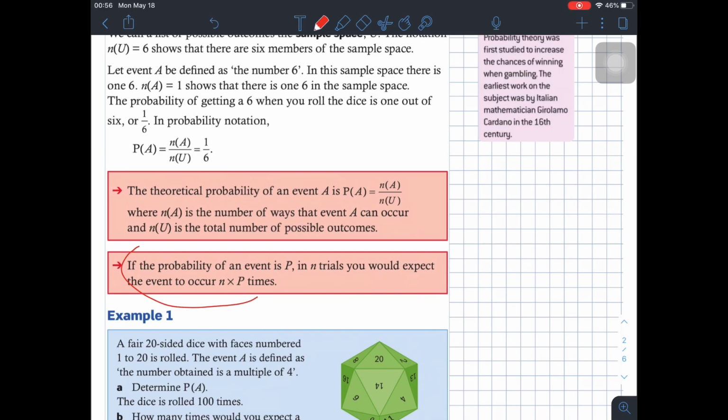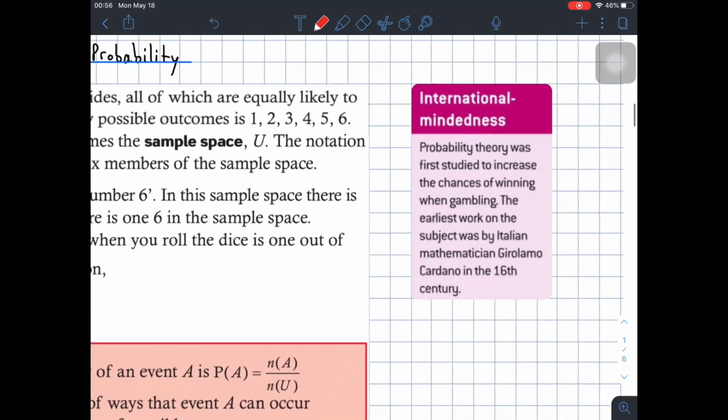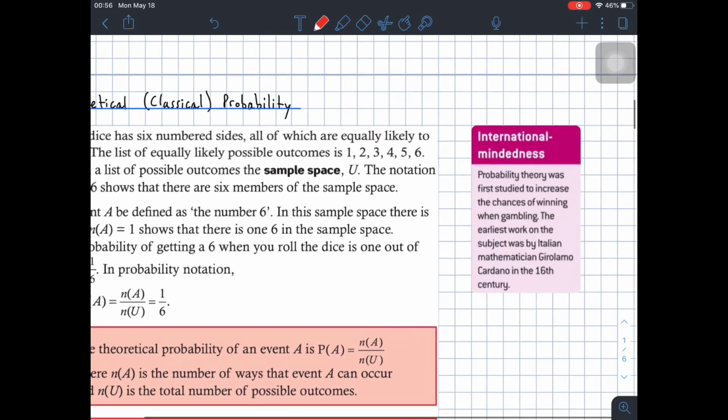Then it says, if the probability of an event is P, in N trials, you would expect the event to occur N times P times, okay? We're going to see this in an example just for you to understand what this is referring to, but it's actually very simple. I want to read this thing I found interesting.